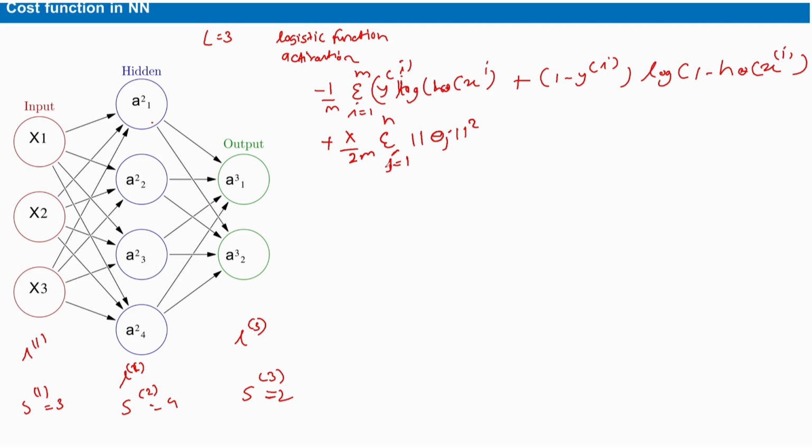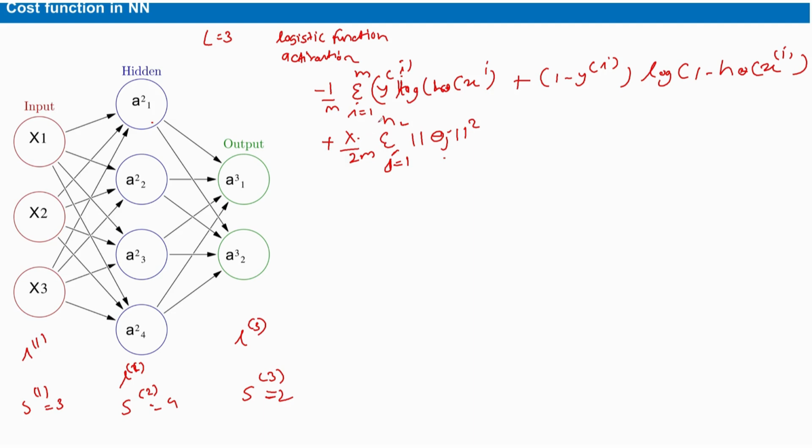Just keep in mind that this parameter gamma is used as the regularization parameter, and it is applied to all the parameters, meaning all the weights, which are represented as theta j, and n is nothing but the number of features. So this is the logistic function activation. Now, how will we apply it in the neural network?